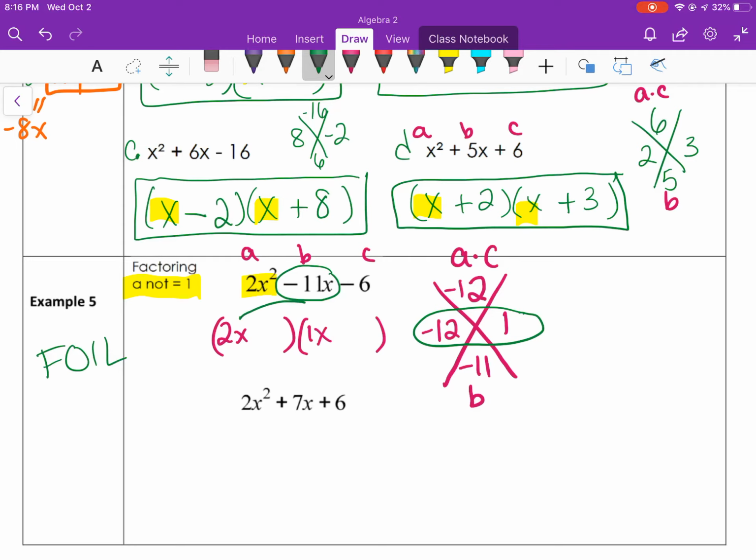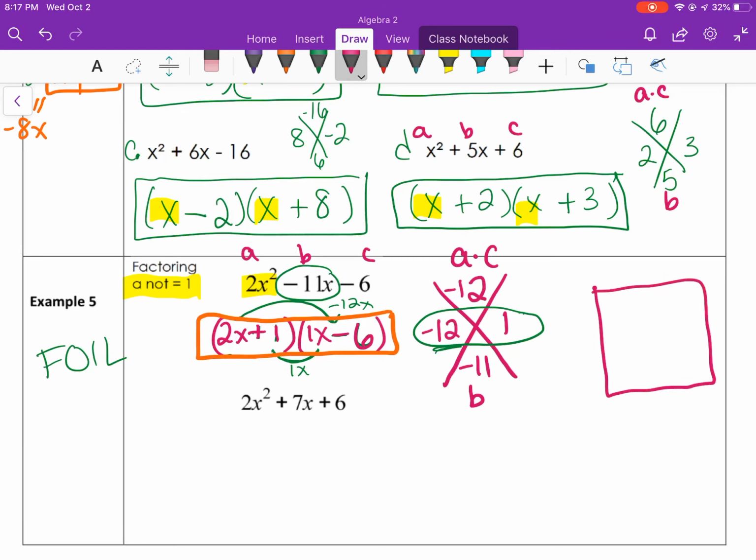So when you take the first one times the last one and the middle ones together, you have to make negative 11. So I know that the negative 12 has to go with the 2. So what times 2 is negative 12? Well, that's negative 6 because 2 times negative 6 will give me negative 12x. And then 1 times positive 1 will give me 1x. And negative 12x plus 1x will equal negative 11x. So that is how you work through that and get your answer. So your answer is 2x plus 1 times 1x minus 6.